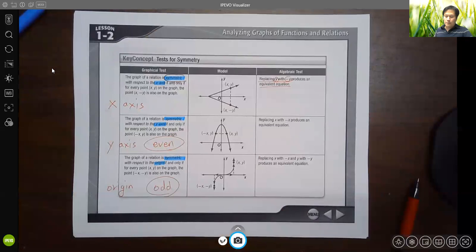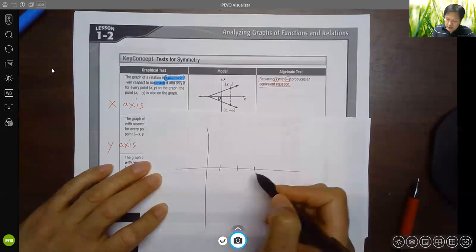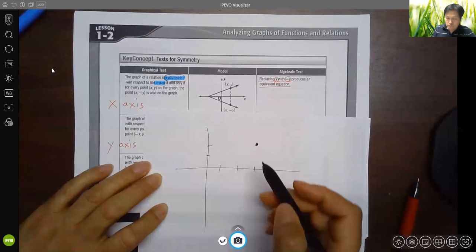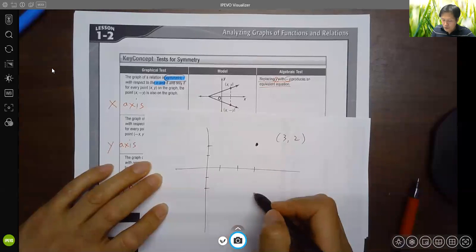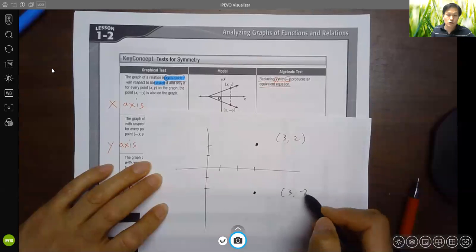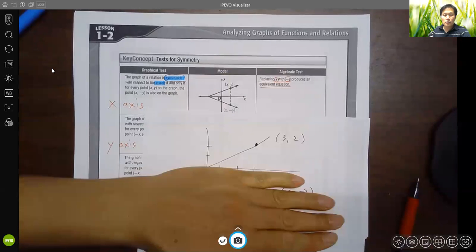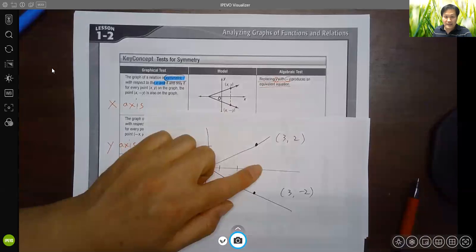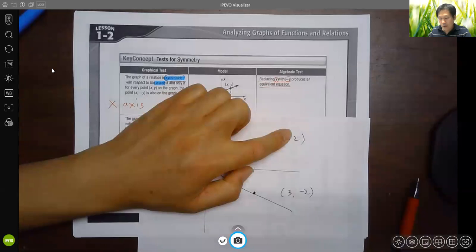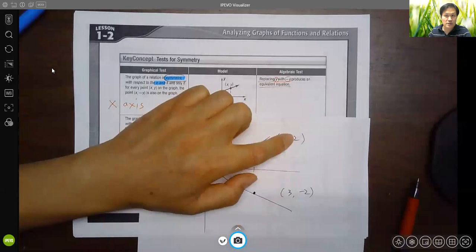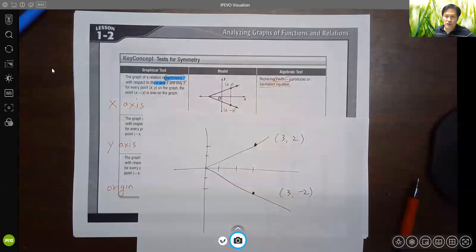If I give you an example, it will be something like this. If you happen to have, let's say, 3,2 as a point, then there will be another point 3, minus 2. So when you draw the graph, they will have matching symmetry over x-axis. You will have exactly the same x values. Y values will be the same except they have different signs. That's what they meant. Replace y with minus y, you will produce exactly the same equation.